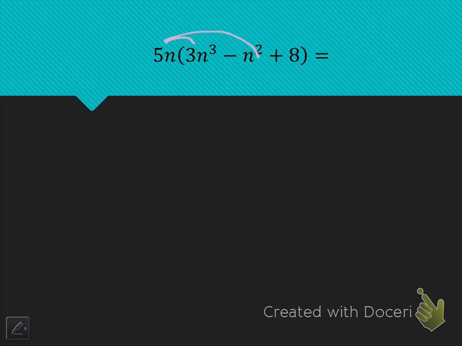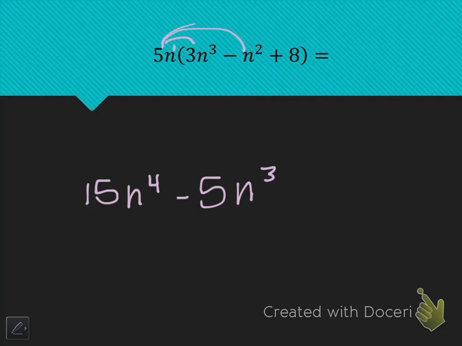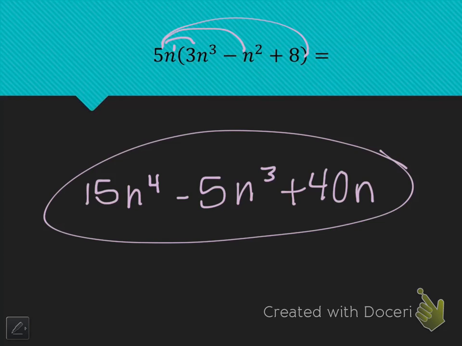Okay, got to distribute this. So if I distribute this first one, I should get 15. Remember, this is n to the 1, so we add their exponents, so it's going to be n to the 4th. Okay, and then we got to distribute to this next one. So we're going to get negative 5, add their exponents, so n cubed. And this last one, 5 times 8 is 40. There's no n's to multiply, so that's our answer.